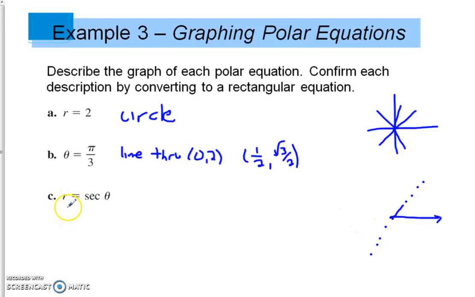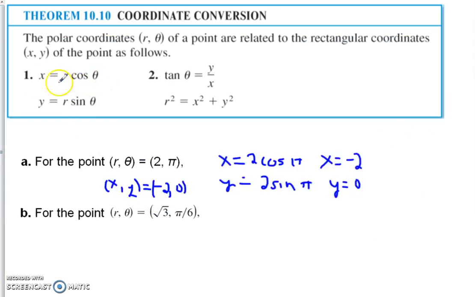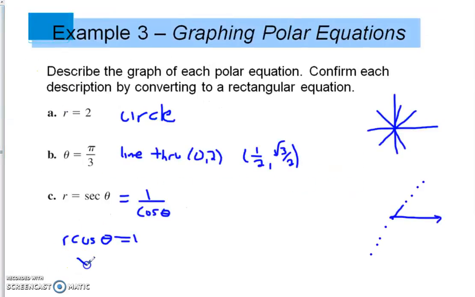Okay, and finally, we're going to look at r equals secant theta. Well, secant, if you remember, is 1 over cosine. That doesn't seem to help us much. But hey, what if I multiplied both sides by cosine theta? What do I get? r cosine theta equals 1. Hey, r cosine theta is x, so I just say x equals 1. That is a vertical line.